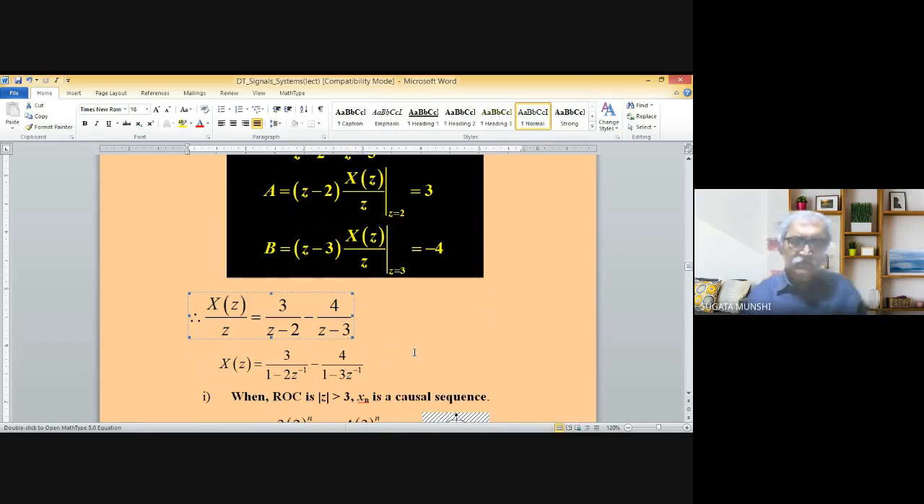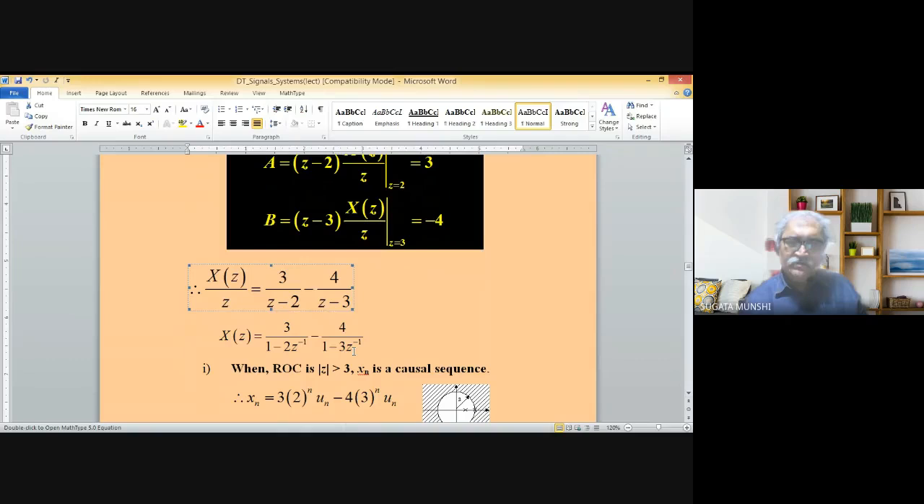So now you know the inverse z transforms of these two terms. But that will depend on the ROC. In what manner will it depend on ROC? If the ROC is magnitude of z greater than 3, x[n] will be a causal sequence. Therefore the inverse z transform of the first term should be a causal sequence, and the inverse z transform of the second term also will be a causal sequence.